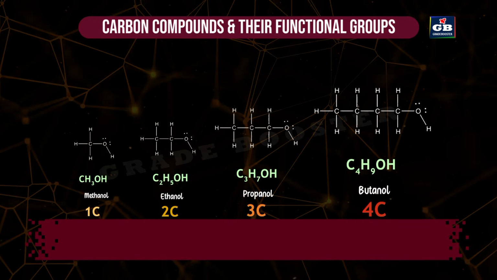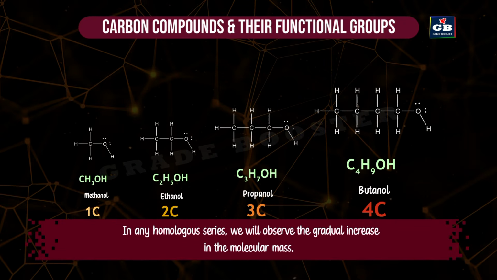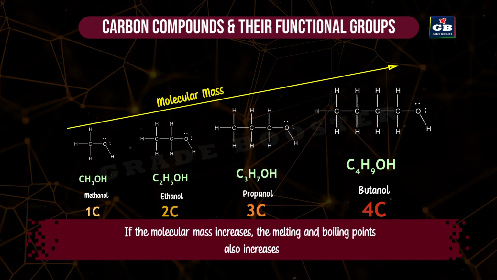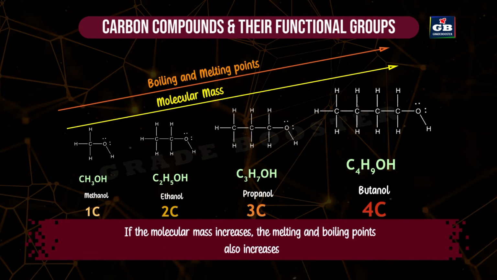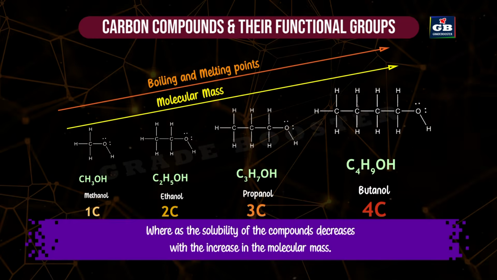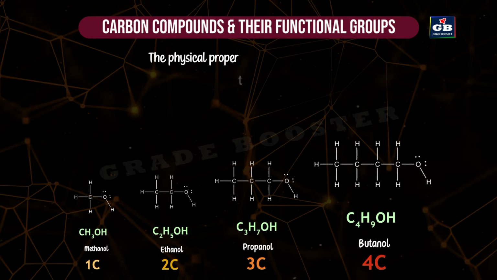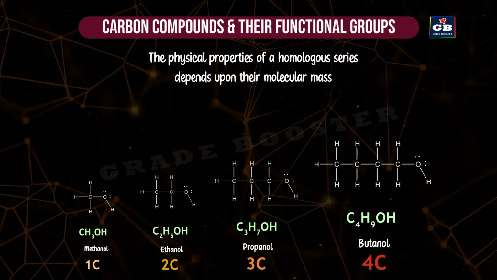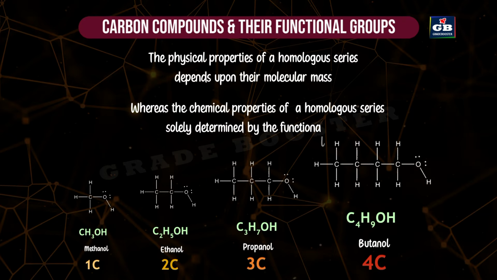In any homologous series, we will observe a gradual increase in the molecular mass. If the molecular mass increases, the melting and boiling points also increase. In the same way, the solubility of the compounds decreases with the increase in the molecular mass. That means the physical properties of a homologous series depend upon their molecular mass, whereas the chemical properties of a homologous series are solely determined by the functional group.